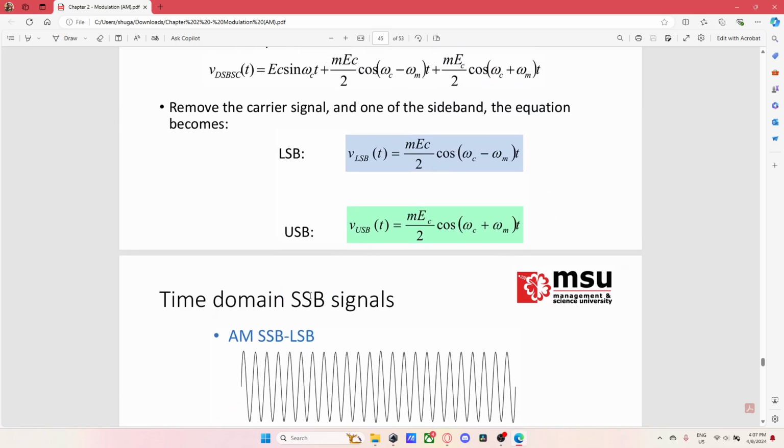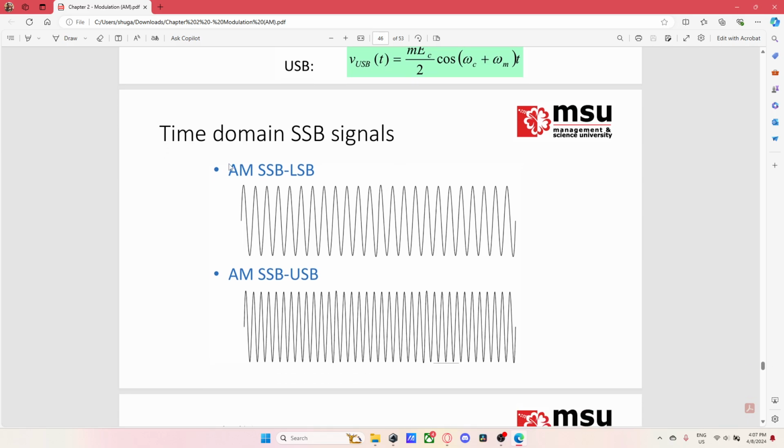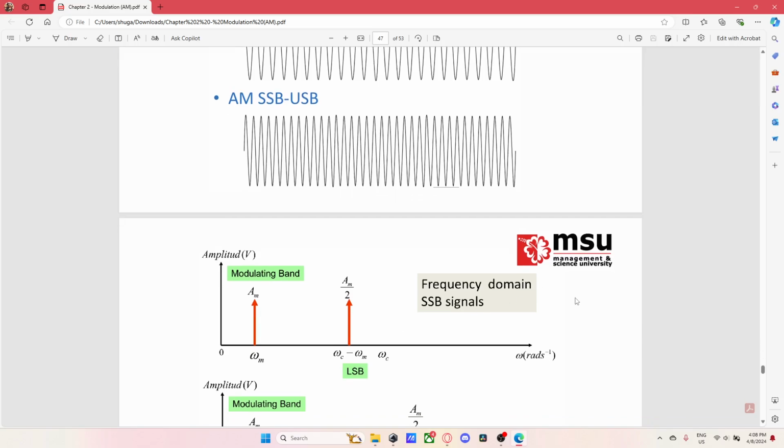Okay, what are the differences between these two in the time domain? In the time domain, this is the single sideband signal for the lower sideband. The frequency between all of this signal is wider, while if you use the upper sideband in the time domain, the frequency is narrower. It is more narrow in the upper sideband.